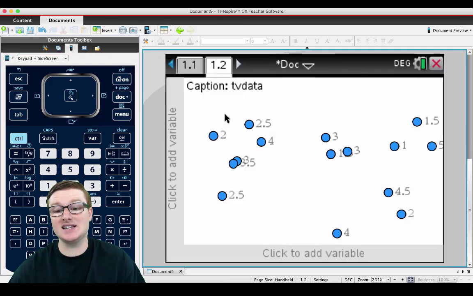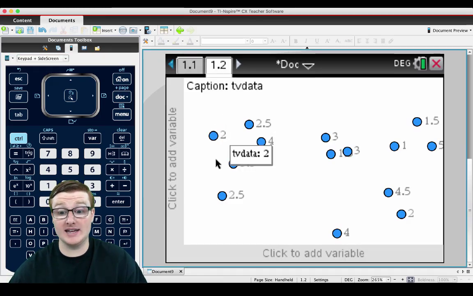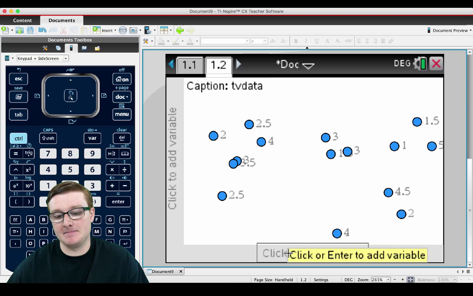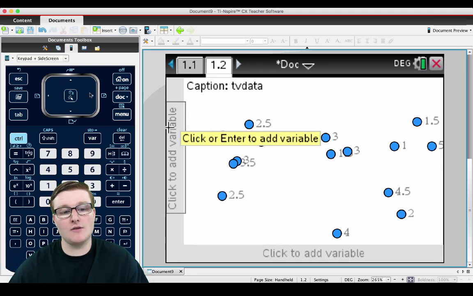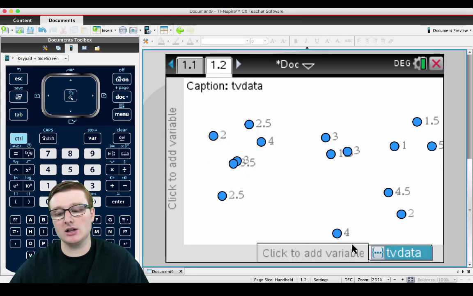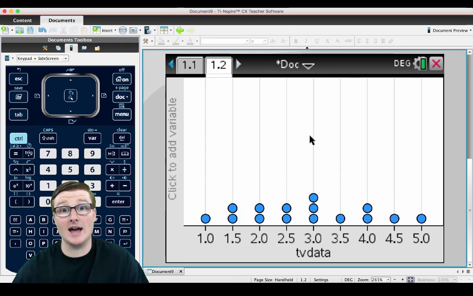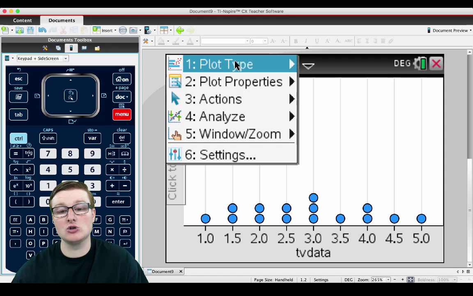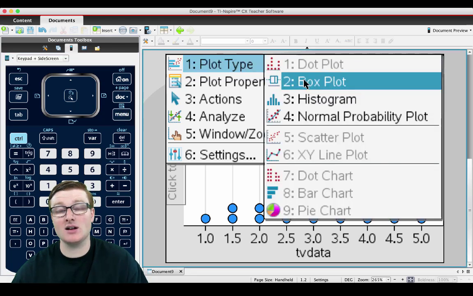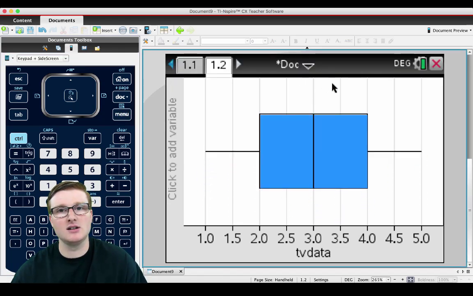I'm going to add a Data and Statistics page. If you click the bottom on your calculator using the touchpad and click on TV data, it lines up all these points for you. Now watch what happens. Go to Menu, go to Plot Type, and then click on Box Plot. And look at this, ta-da! It draws a box plot for you.